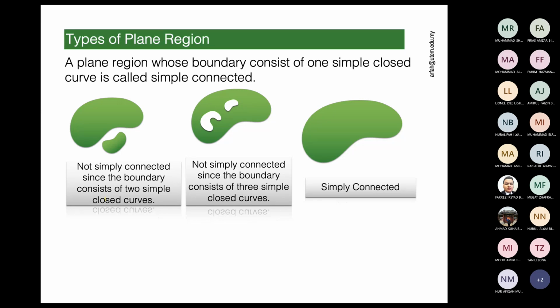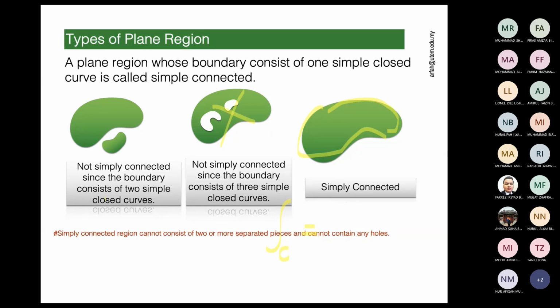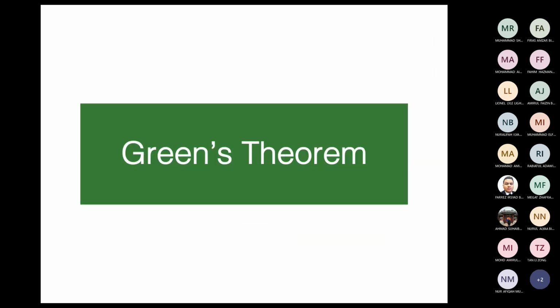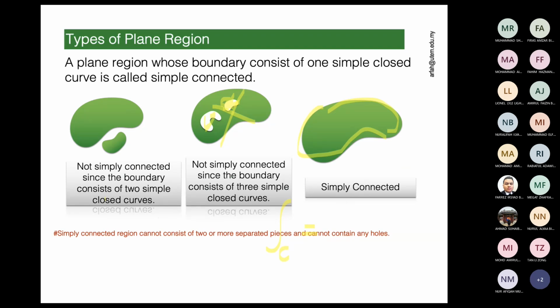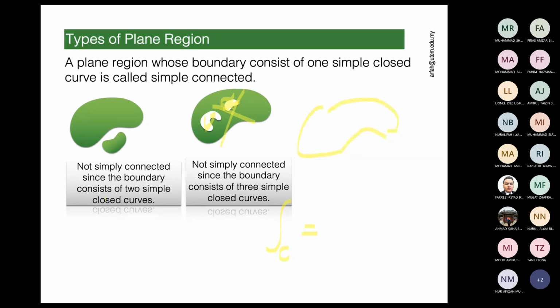So we have integration over the curve C. We want to find the integration over this curve. You are going to have one here, one there, and that one. Okay. So a simply connected region cannot consist of two or more separate pieces and cannot contain any hole. So for this one, it is quite difficult to find the integration because there are two holes over here. Okay. But we do not look up until that level. We look at the simply connected ones. Okay. So like the previous example.